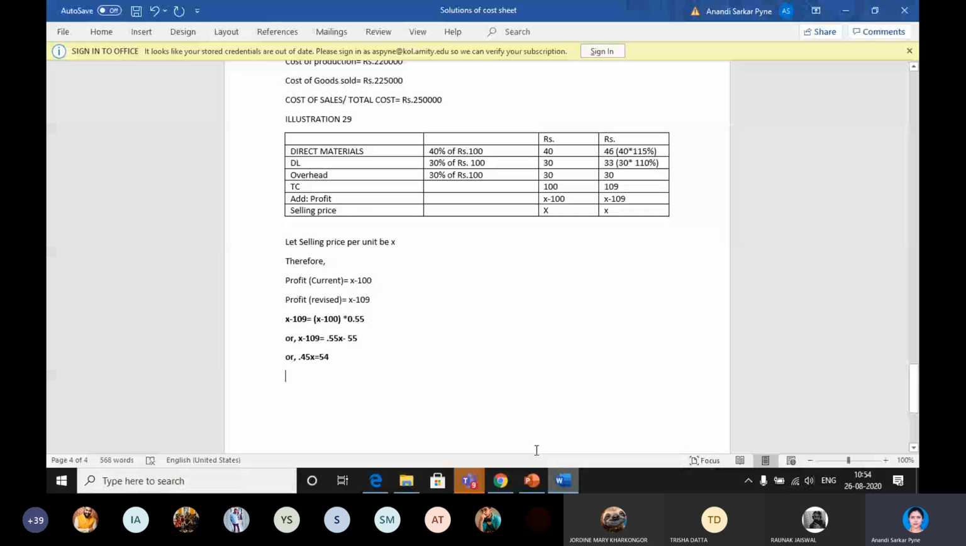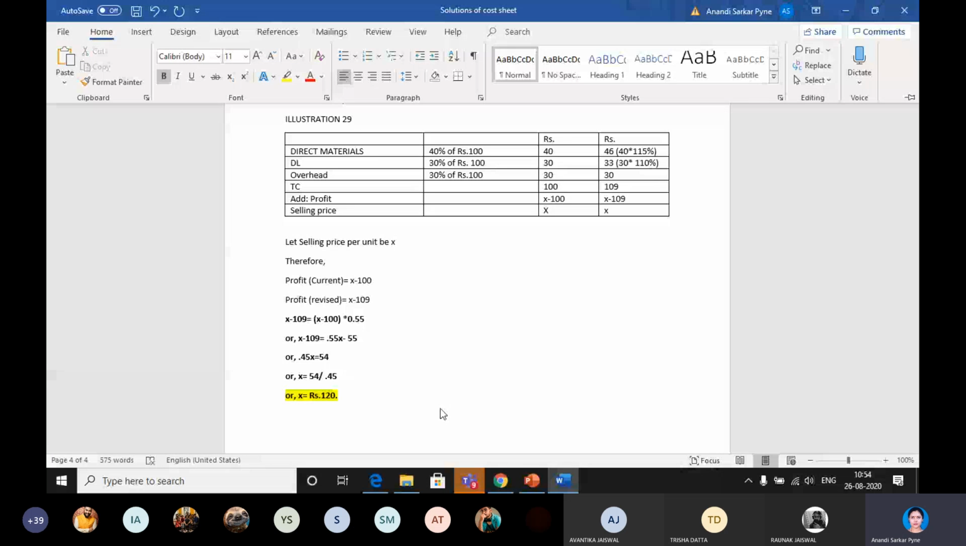So x is equal to 54 divided by 0.45. x is 120. So that's your answer. Ultimately, I solved the whole problem in the class only. So this is clear?